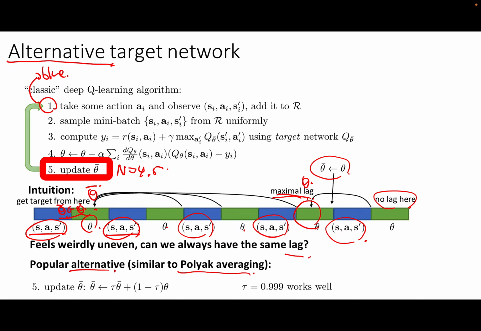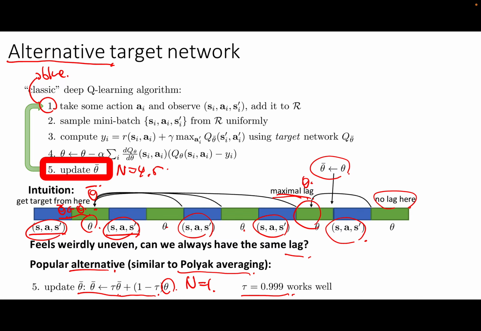So we update theta bar using linear interpolation between theta bar and theta. Here tau equal to 0.999 works well. What does this mean? Here, instead of updating theta bar every n steps, we update theta bar every step. Here n might be equal to 1, n equals 1.